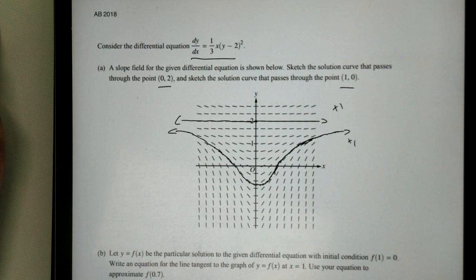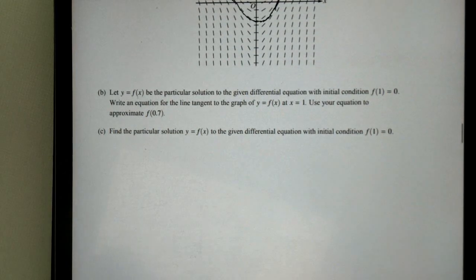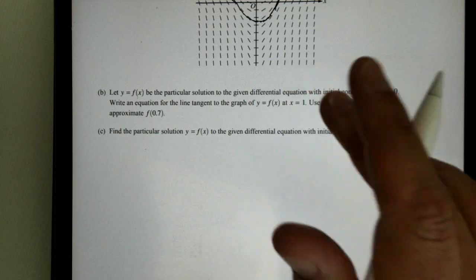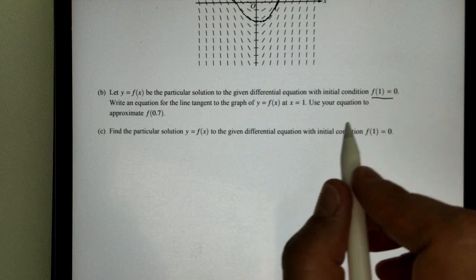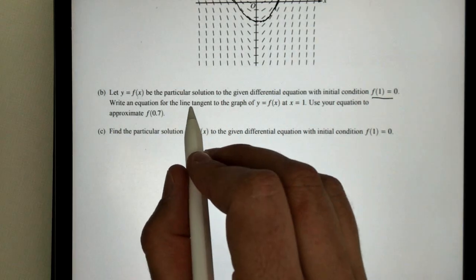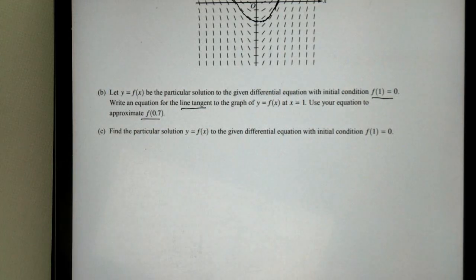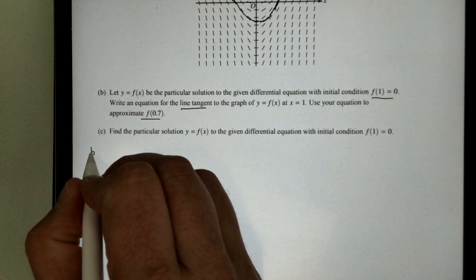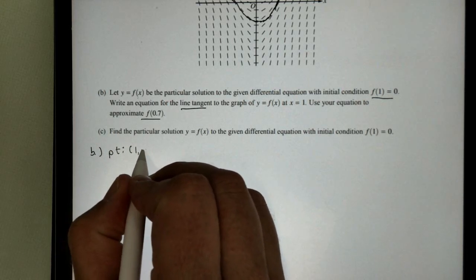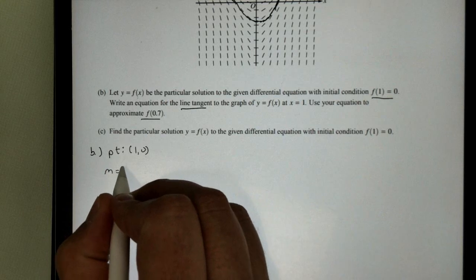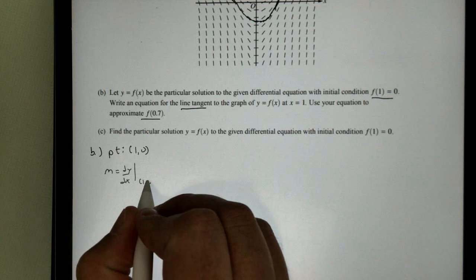So for part B, it asks us: let y equal f(x) be a solution to the differential equation. They give us again the initial condition f(1) equals 0, and we want to write the equation of the tangent line and use it to approximate f(0.7). So for part B, we need a tangent line, so we need two things. One, we need a point, (1, 0), and the slope.